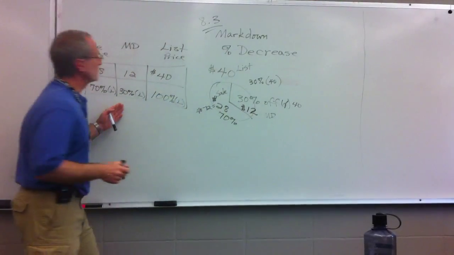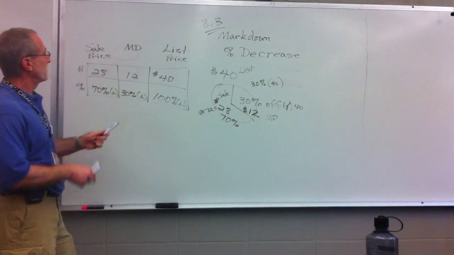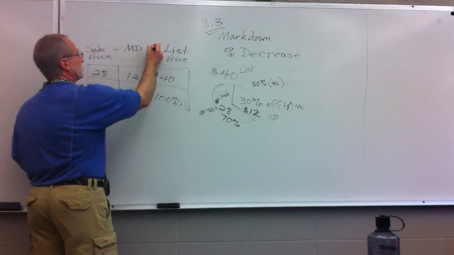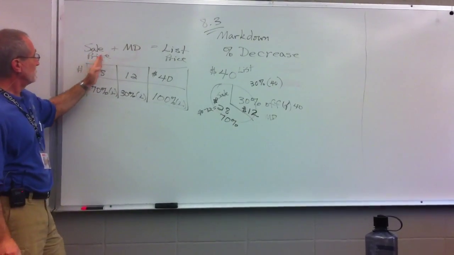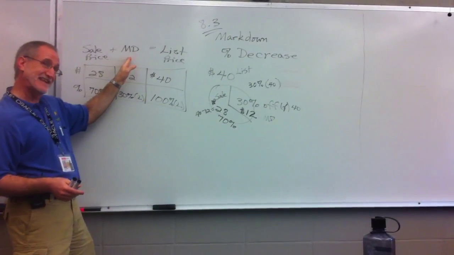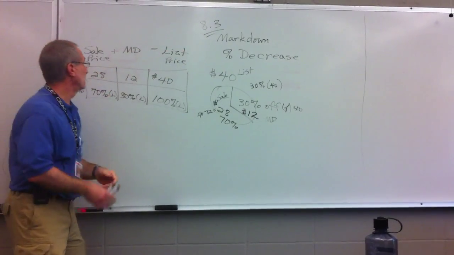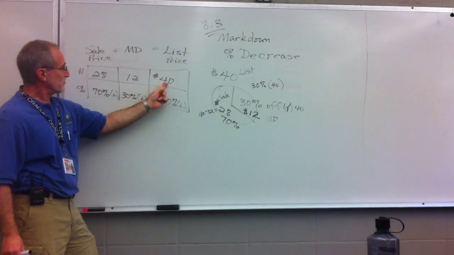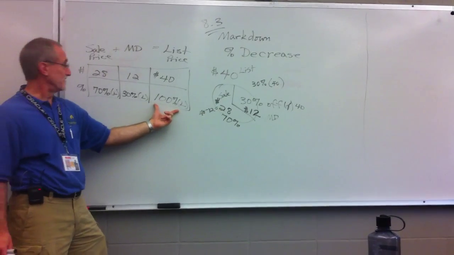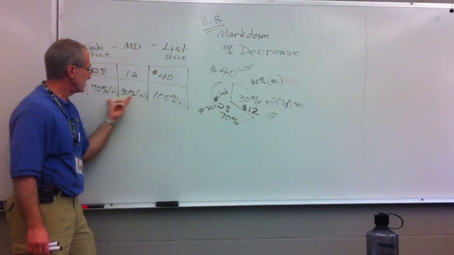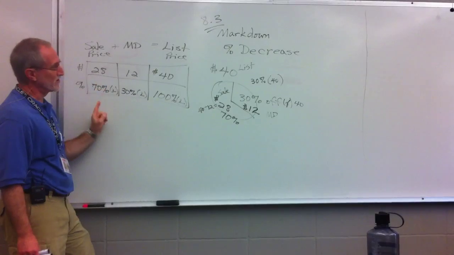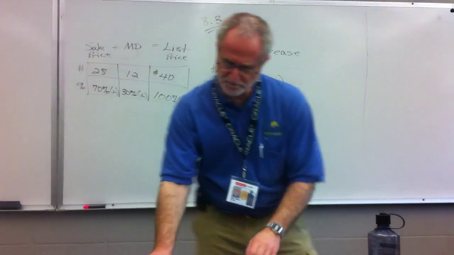Now, if we put that in our standard grid, we would say it's the list price minus the markdown, which gives us the sale price. So it fits our standard grid. The sale price plus the amount of markdown totals the list price. The amount we pay for it plus the amount we saved on it equals the amount that it originally was. So if we had a $40 list price and a 30% off sale, the key is getting 100% in the right place, isn't it? So if we say 100% is the list, then 30% is our markdown, and 70% is our sale price.